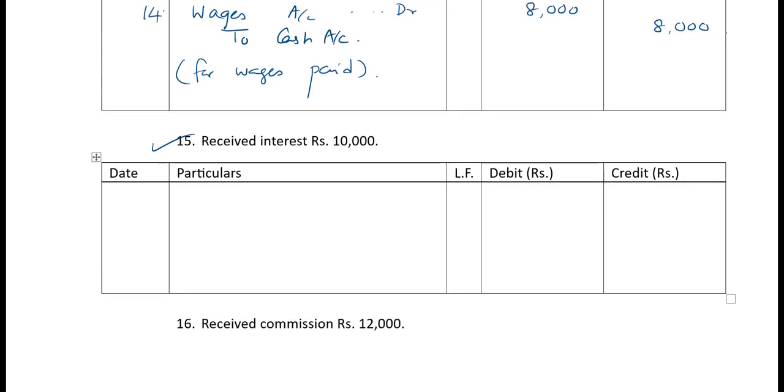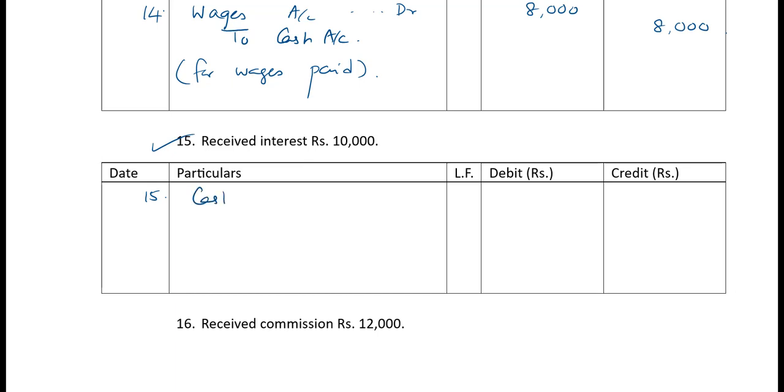Fifteenth transaction, received interest 10,000 rupees. So the business has received cash of 10,000 rupees. The two accounts involved are cash account and the nominal account of interest. It's a revenue and there's an increase in revenue. So interest has to be credited.